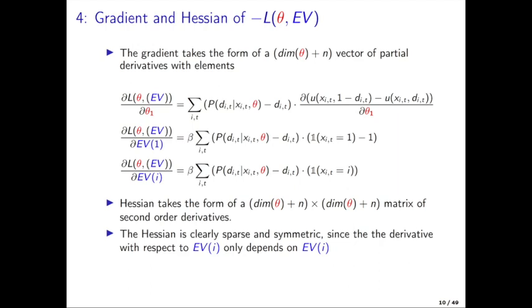One thing I want to note is that if you look at the first order derivatives, differentiating these guys with respect to EV 2 up to n is really just going to be a diagonal matrix for the most part. This makes the Hessian clearly sparse; it's also symmetric, but clearly sparse, since the derivatives with respect to EV only depend on the expected value at the same point. You can see that really here.